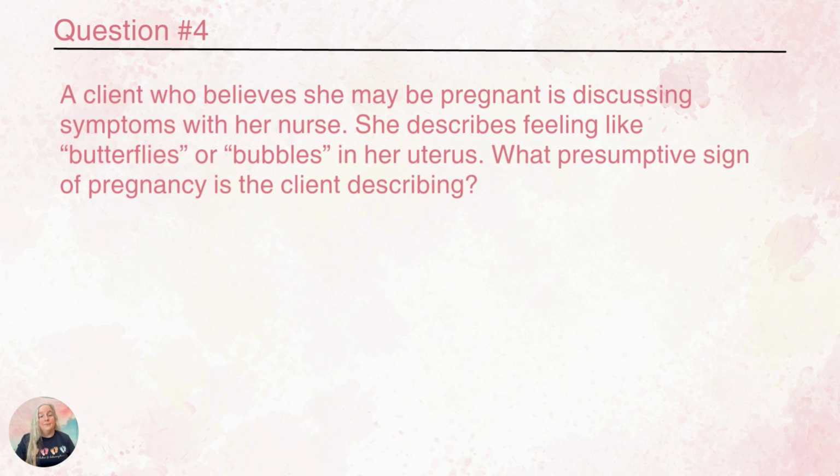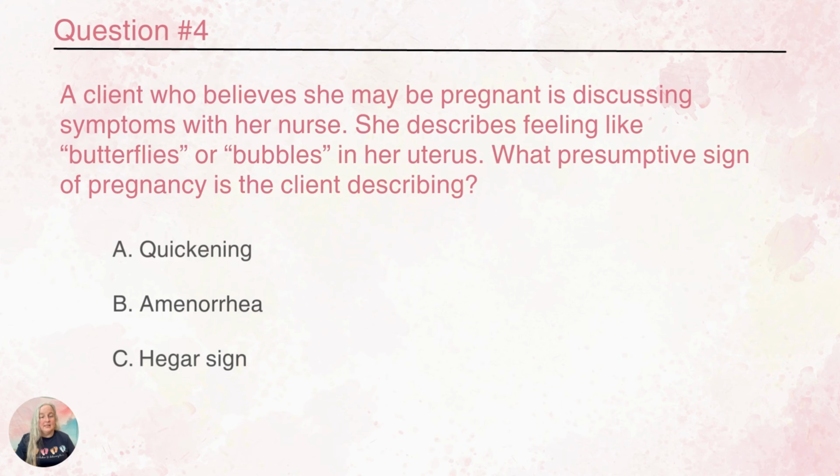Question number 4. A client who believes she may be pregnant is discussing symptoms with her nurse. She describes feeling like butterflies or bubbles in her uterus. What presumptive sign of pregnancy is the client describing? A. Quickening. B. Amenorrhea. C. Hegar sign. Or D. Ballottement. The best answer for this question is A.